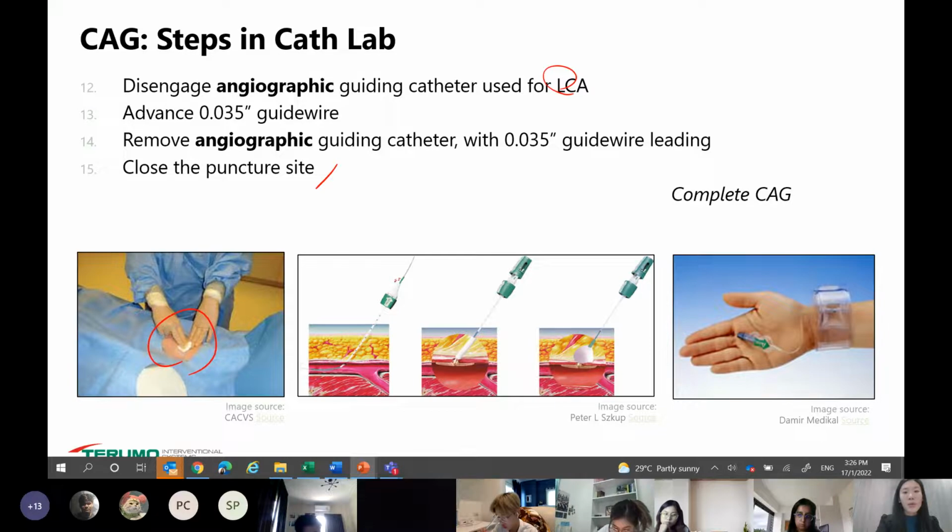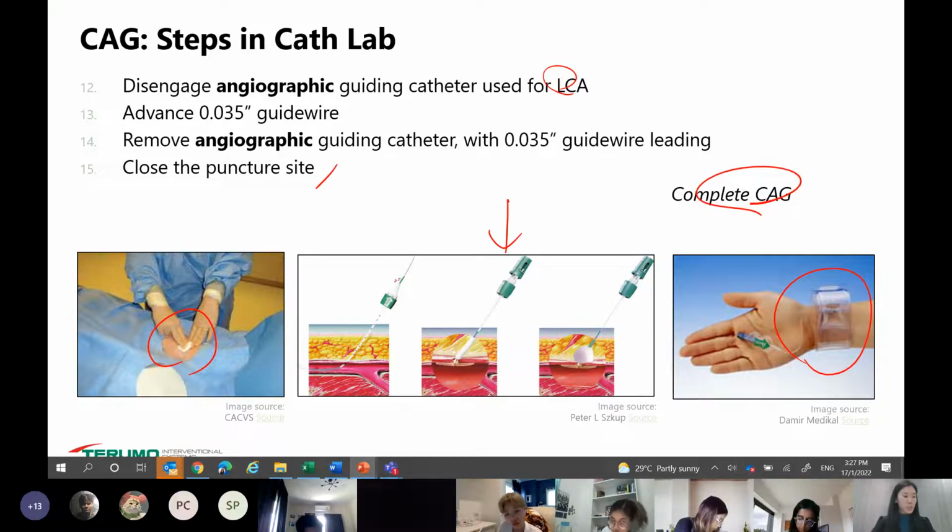As I mentioned, you can do manual compression. There's a dedicated device that closes your puncture site. If you use a radial, it's just a band, a very simple band that helps to put pressure on the puncture site so that bleeding is stopped. So that's it for CAG, actually.